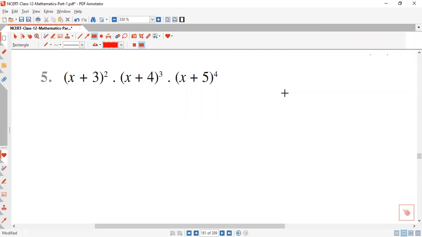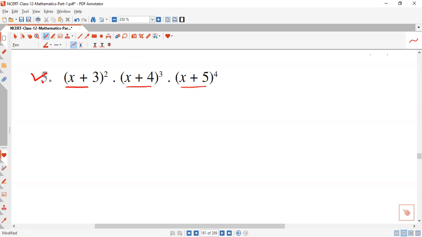Now, question number 5. We want to do the differentiation of this function, x plus 3 squared, into x plus 4 cubed, into x plus 5 raised to 4. There are 3 product terms here. We know the formula for only 2 product terms, that is the product formula. So for now, we have to take logarithmic differentiation.